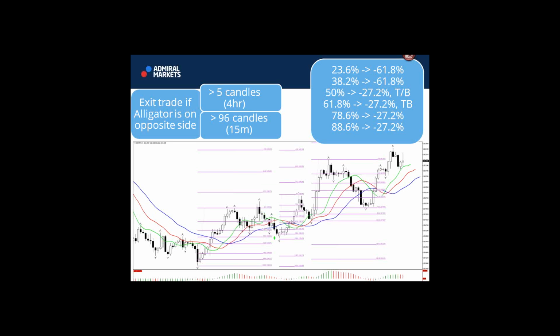Now, if it's a deeper fib, like a 50 or 61.8, if it then hits the minus 272 target, then I do move it. So from here to here, the next fib would be from here to here. Why? 50 fib bounce, 272 target hit. So I can move the fib to the blue circle to blue circle.